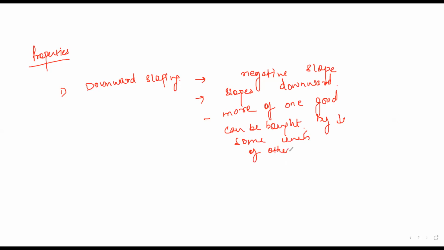Is it okay? Yes, so that is why it has a downward sloping curve. Second thing is it is a straight line. Budget line has to be a straight line. Now, why is it a straight line?